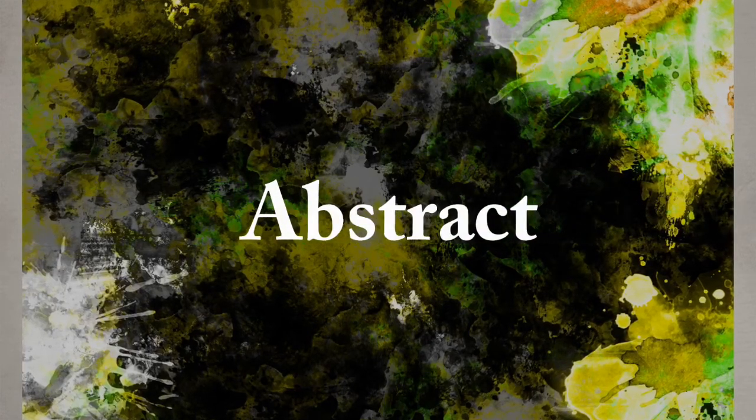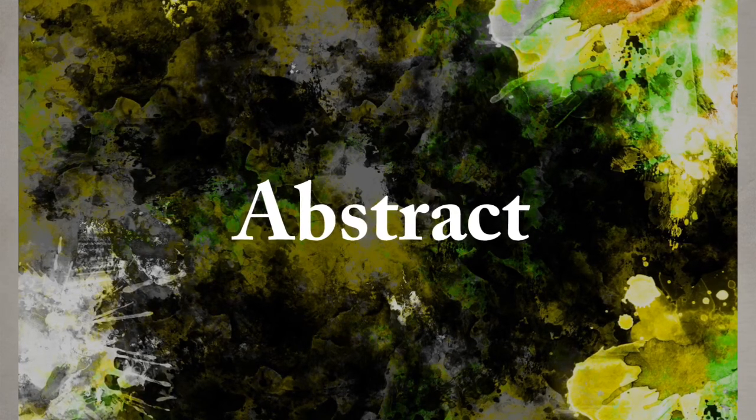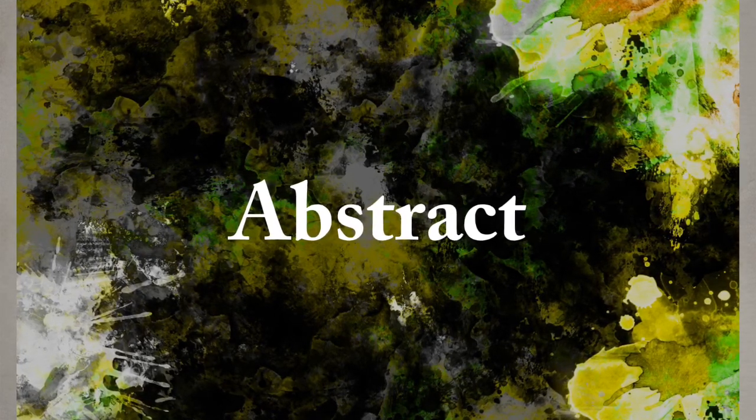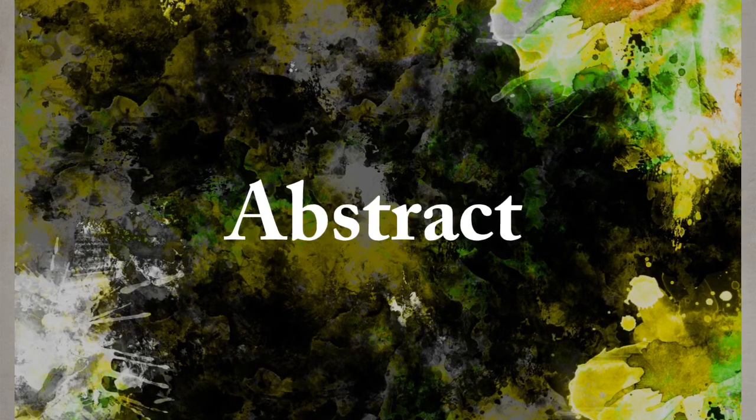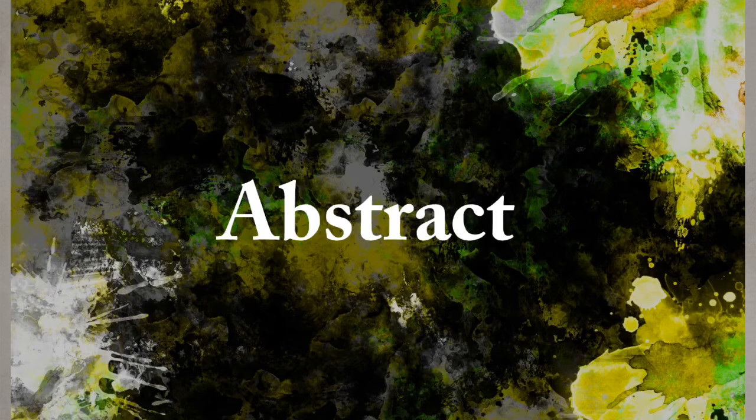The abstract is usually written at the end of the entire paper. However, it's placed at the beginning of the paper. It talks about what is going to be discussed in the paper, why this is important, and the key points to take away. This is usually around 250 to 500 words.